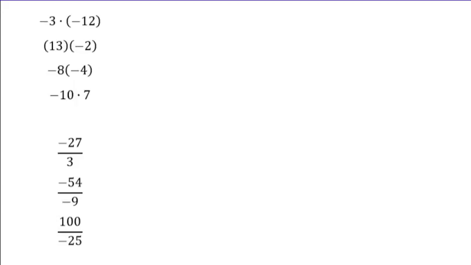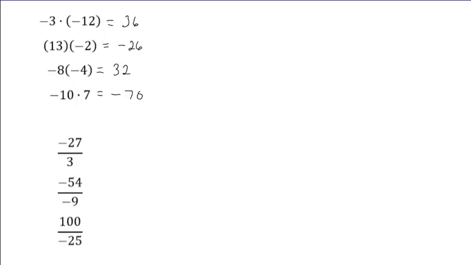So hopefully this is what you've gotten. -3 times -12, that's two negatives. That makes a positive 36. 13 times -2, that is a negative 26 because we have a positive times a negative. Negative 8 times negative 4, a negative times a negative is a positive 32. And then negative 10 times 7, a negative times a positive is negative 70.